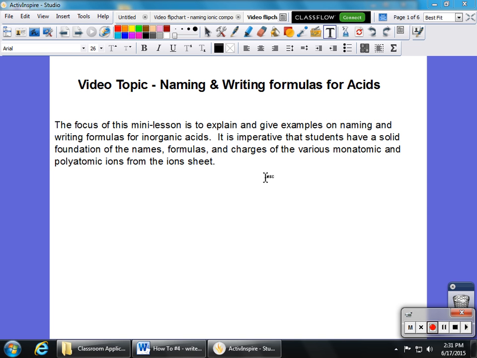This time I'm going to be talking about naming and writing formulas for acids, specifically inorganic acids, because remember, there are a couple of different types of acids. Once again, as we did with ionic compounds, it is extremely important that you know the ions, both their charges and their formulas from your ion sheet to be able to do this successfully.